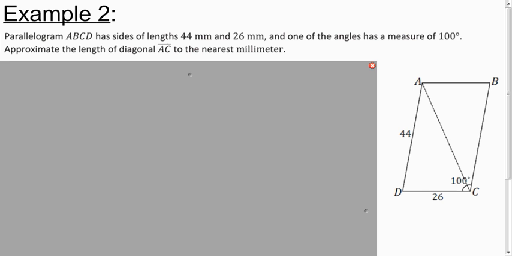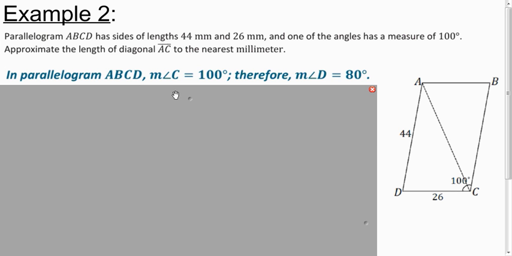It's not always going to work out that way, where those squares cancel out. We have an example with a parallelogram. You want to figure out the length of AC to the nearest millimeter. So this is 100 degrees, and since it's a parallelogram, we know that these have to be supplementary angles because they're same side interior angles. So if that's 100, that has to be 80.